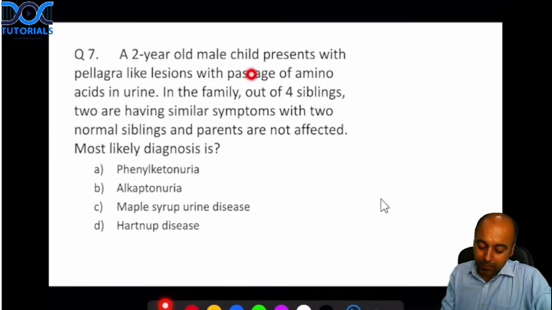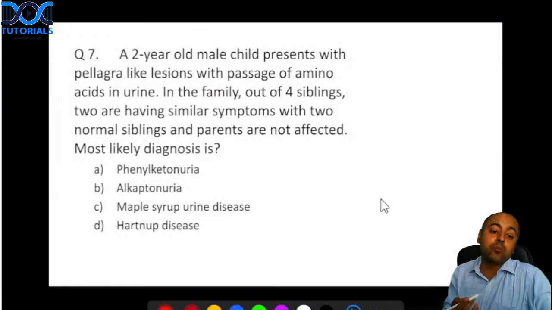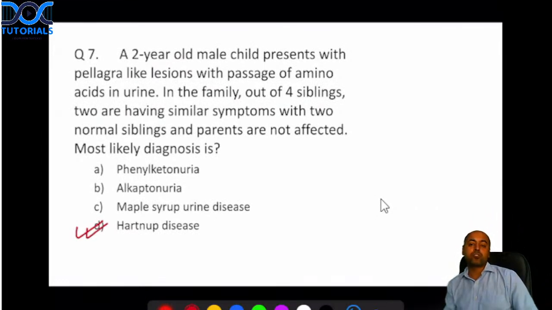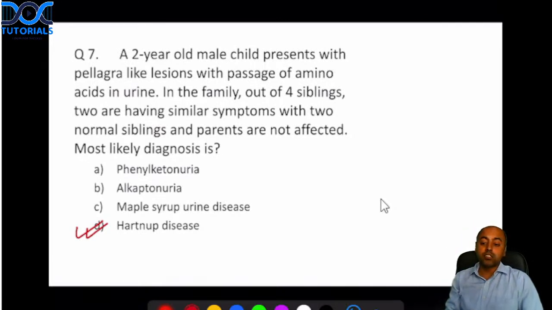And here amino acids are being passed, and the patient presents with pellagra. Pellagra is due to deficiency of niacin. Niacin is formed from which amino acid? Answer is tryptophan. Tryptophan is lost in the urine in Hartnup disease. So here the answer should be Hartnup's disease.